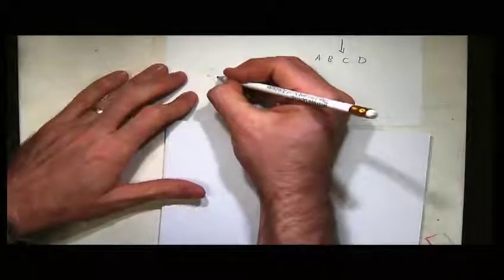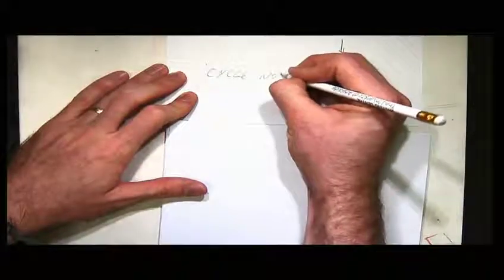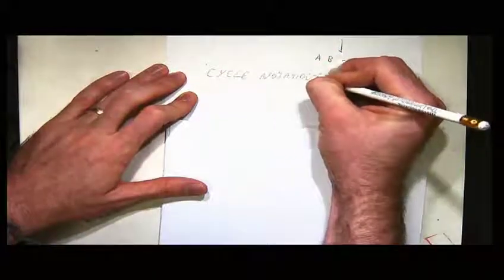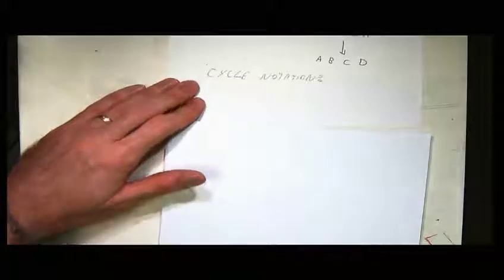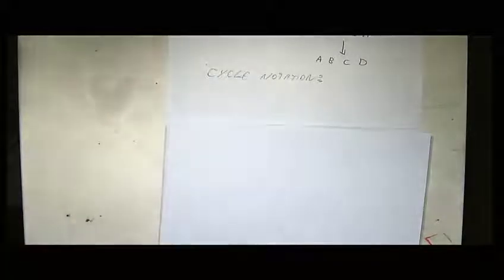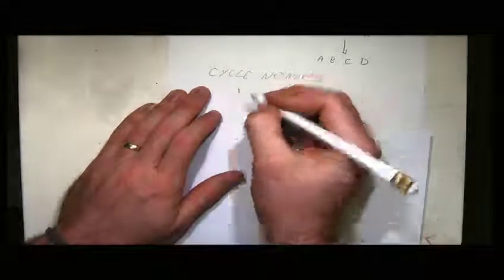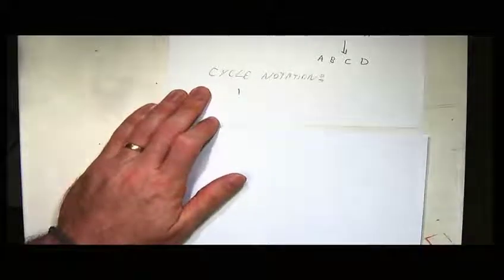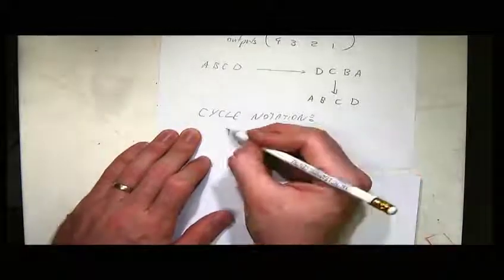We can do this in cycle notation as well. The idea is you always start at 1 because you've got to have a system. It doesn't matter which one you start at, but starting at 1 seems reasonable. So start at 1 and you say, what does 1 become? Well, 1 becomes 4.